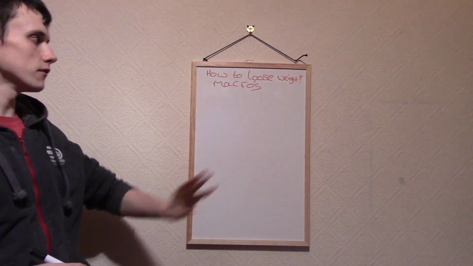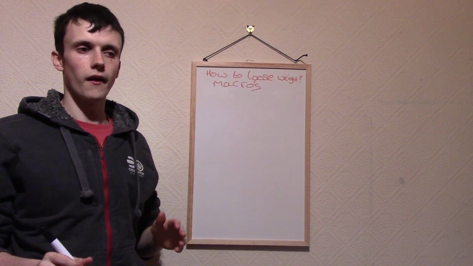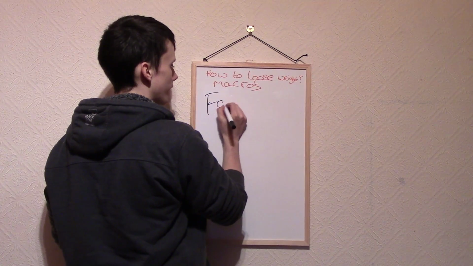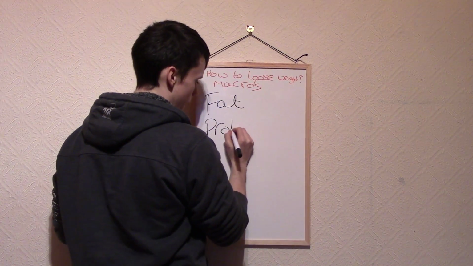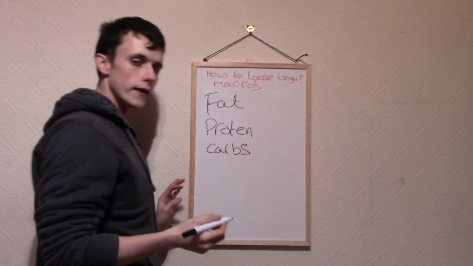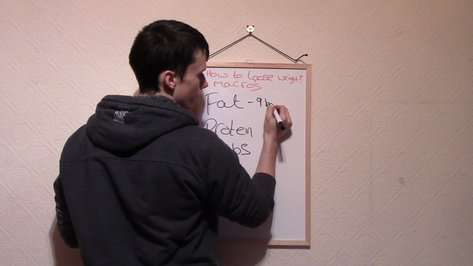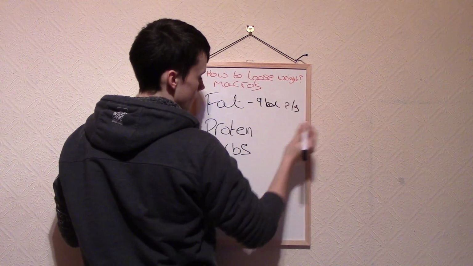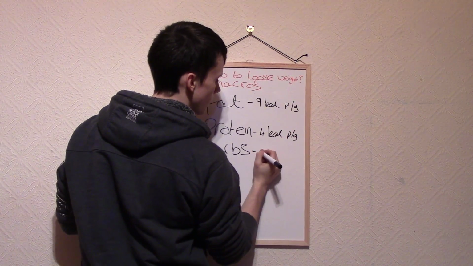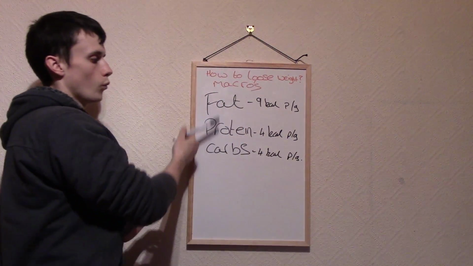Now, as I said, macros stands for macronutrients, and there's 3 main categories that we need to know to make sure our bodies are getting the right amount of everything, and that is fat, protein, and carbs. And that's what we need. And we know that fat has 9 calories per gram, protein is 4 calories per gram, and carbs are 4 calories per gram. So we know that.